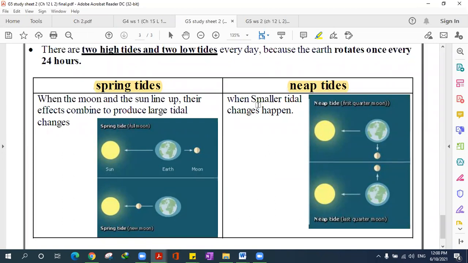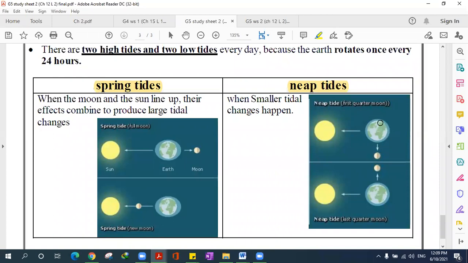In the neap tide, there are not really big changes. You can't notice the high and low tide that much. There's no big difference between them. In this case, you can see that the moon is having a 90-degree angle with the earth and the sun. Can you guys see that? Yes. So in the case of neap tide, it doesn't change a lot between high tide and low tide. You can even see that on the earth itself.